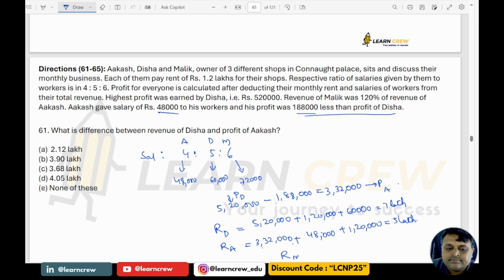And the revenue of Malik. It is given that the revenue of Malik was 120% of the revenue of Akash, which is 120% of 5 lakhs, which is 6 lakhs. Okay, now the profit of Malik. Profit of Malik would be total revenue 6 lakhs minus salary 72,000 and rent 1.2 lakh. 72,000 plus 1.2 lakh is 1.92 lakh. So the profit is 4.08 lakhs.